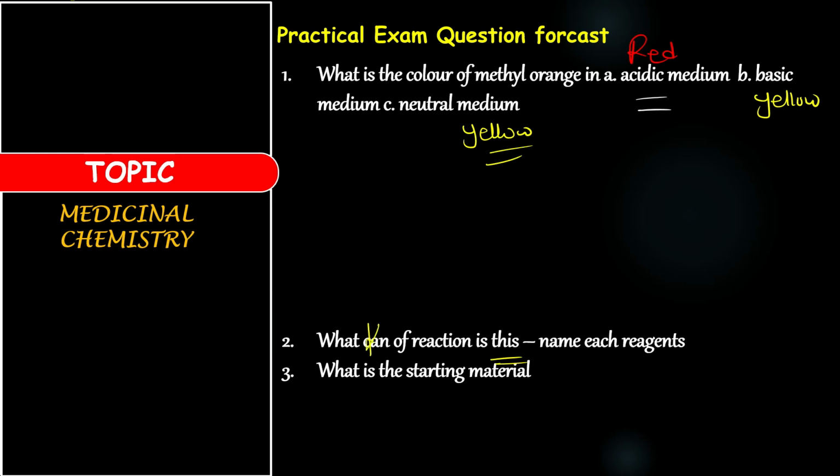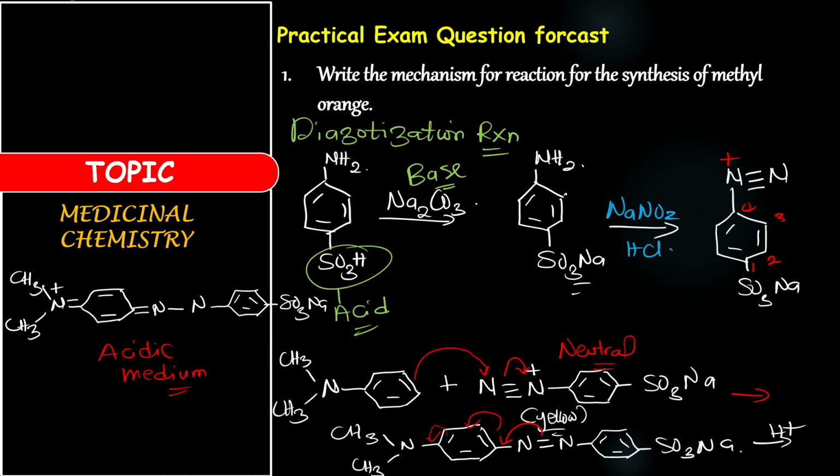What kind of reaction is this? It's supposed to be what kind? I told you that this is a diazotization reaction. Now, what was the starting material for this reaction? We use sulfanilic acid and N,N-dimethylaniline. This reagent here is called N,N-dimethylaniline. Alright? Exactly.